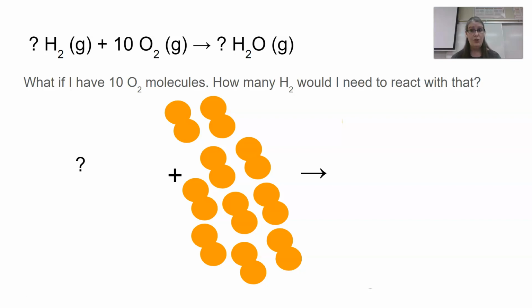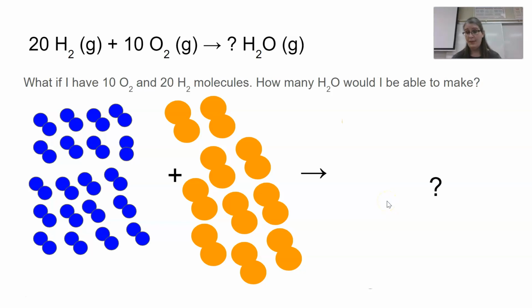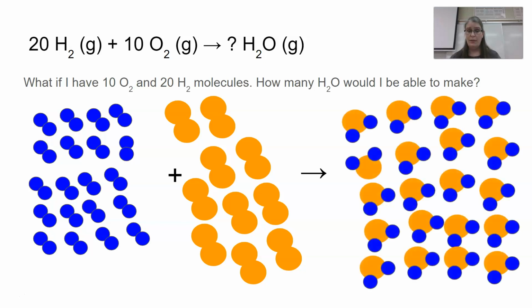And each one of those oxygen atoms matches up with an H2 to make H2O. So I guess I would need 20 H2 to react with the 10 O2s. And if I had that, then I could put that together and think about how many H2Os I would need. So I guess it would be 20. So it's really kind of the same ratio, only I've scaled it up to a bigger number. Instead of 2 to 1 to 2, I've got 20 to 10 to 20.